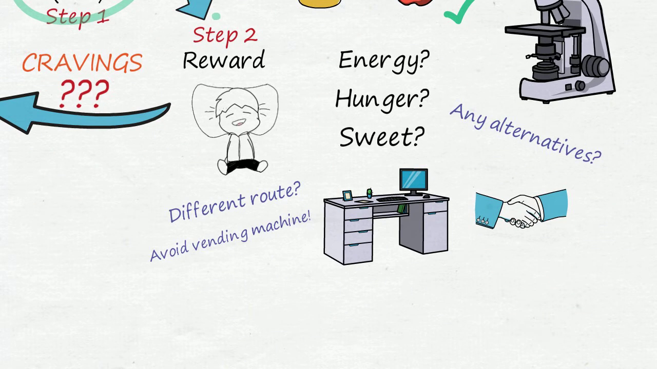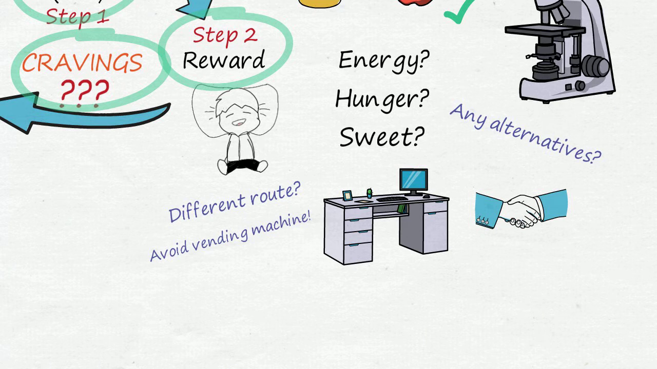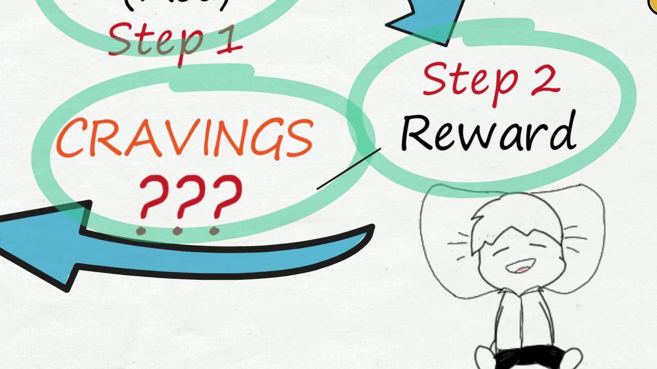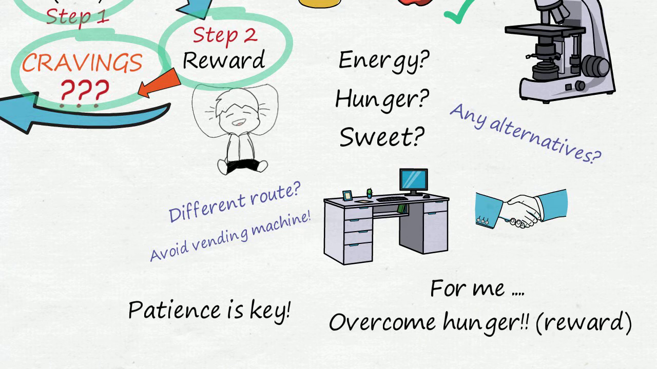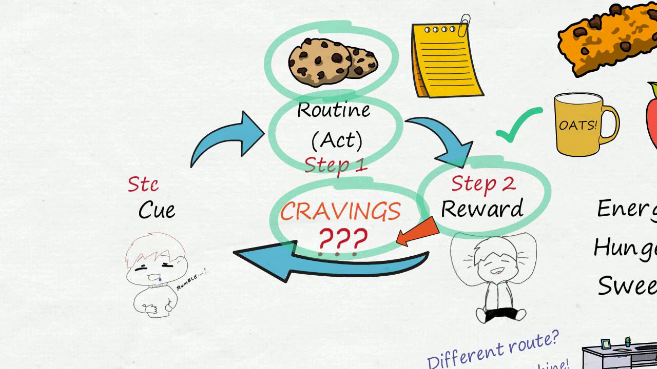So this is really the part of the journey where you can experiment. It takes a while to work out what your true cravings are, but don't be discouraged. Also, it will take some time to work out what reward or act will satisfy your true craving. So for myself, I realized that my previous snacking habits revolved around feeling hungry, and I was trying to overcome that hunger, so that was my reward.